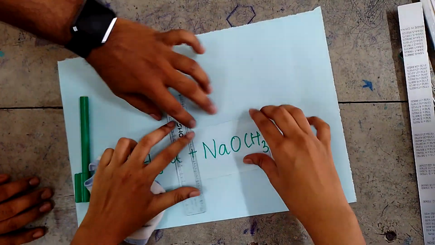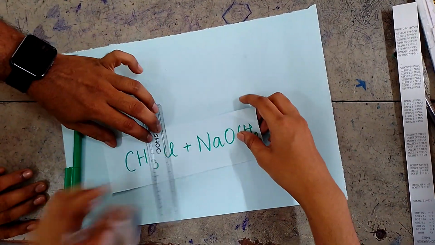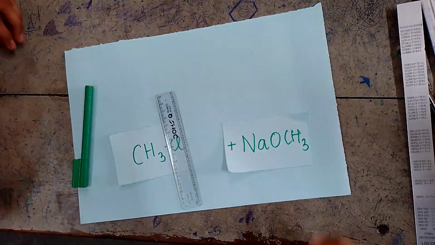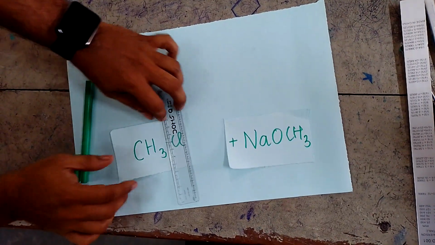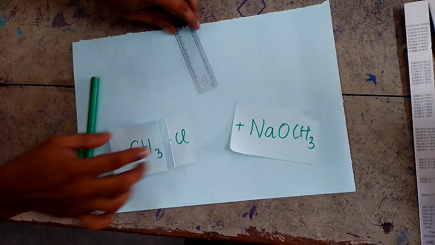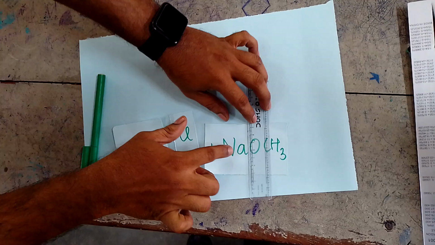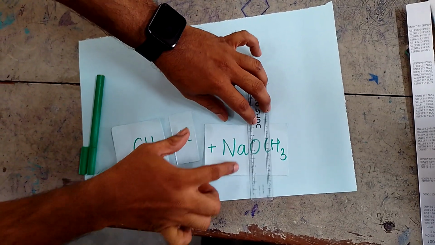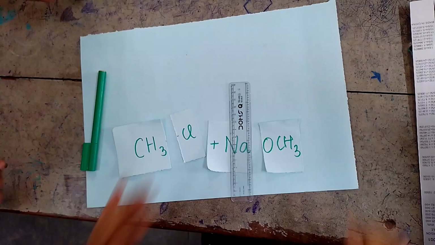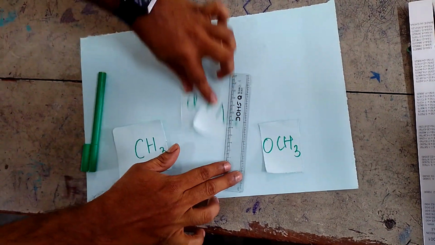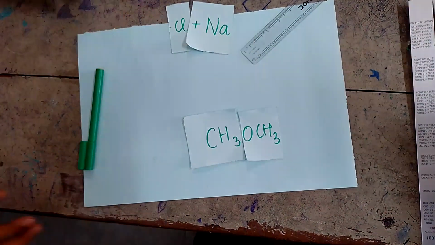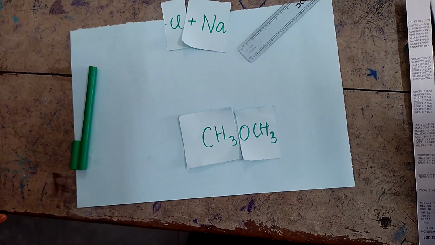The bond breaks between the halogen and the alkyl group, and the bond breaks between the sodium and the oxygen. So now when this byproduct is eliminated, you could see methoxymethane, which is a simple symmetrical ether.